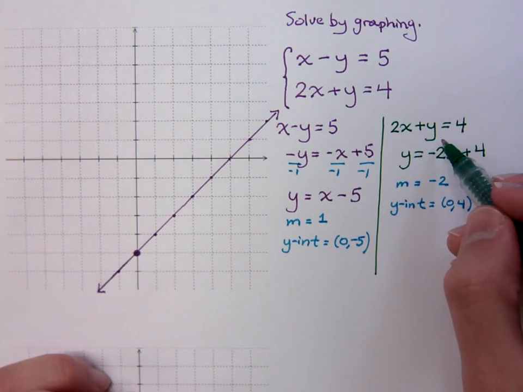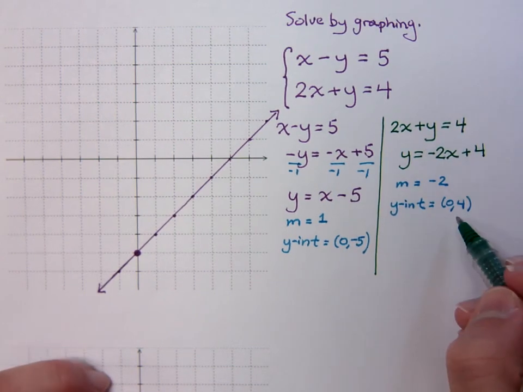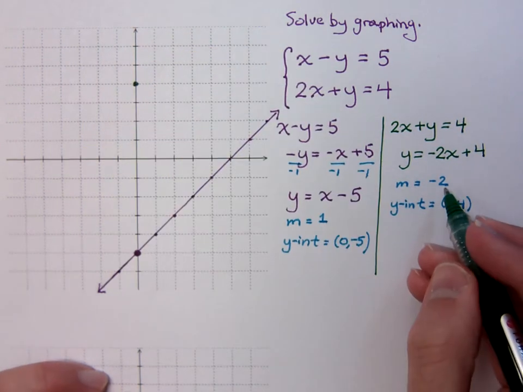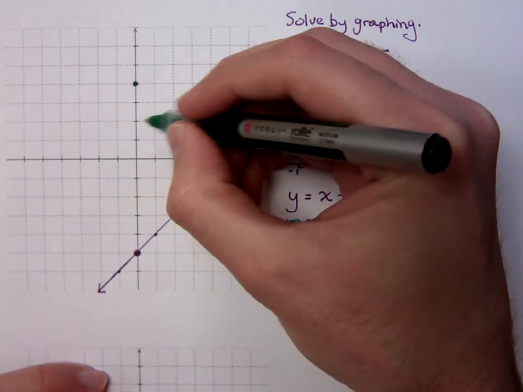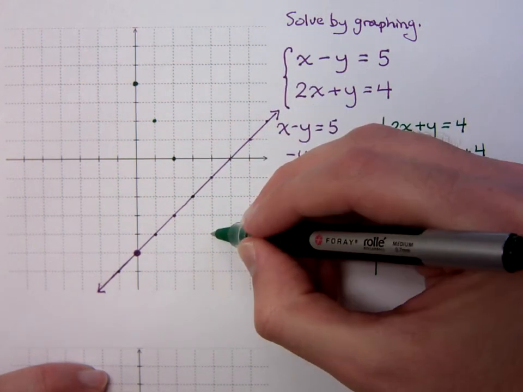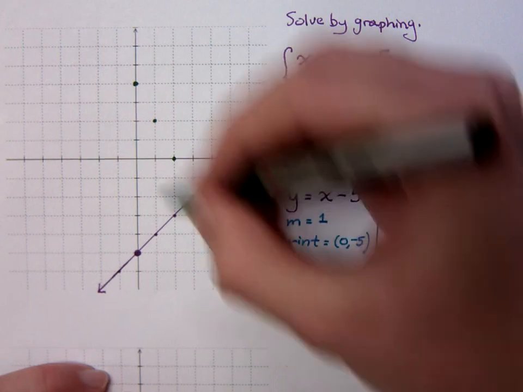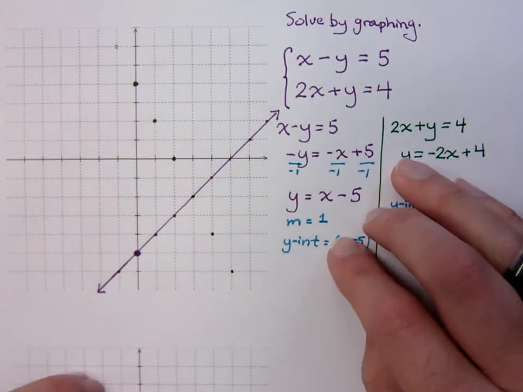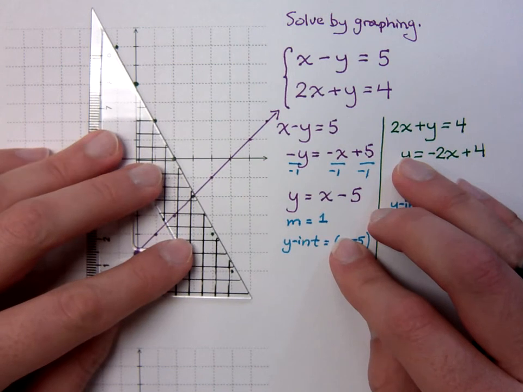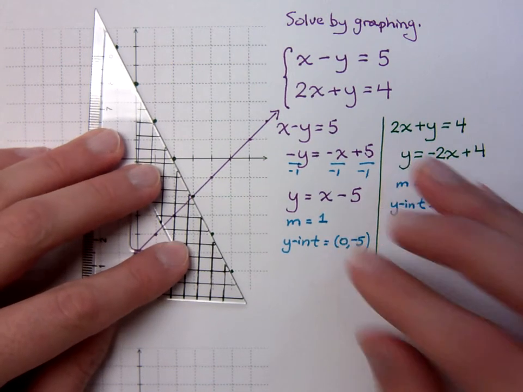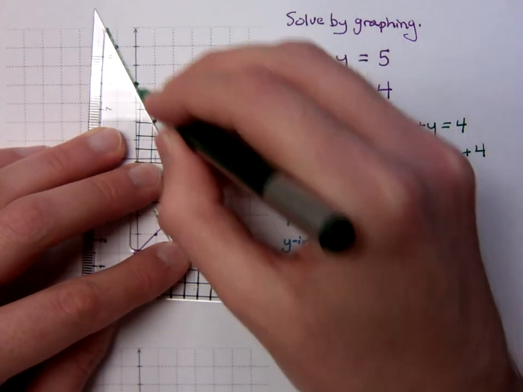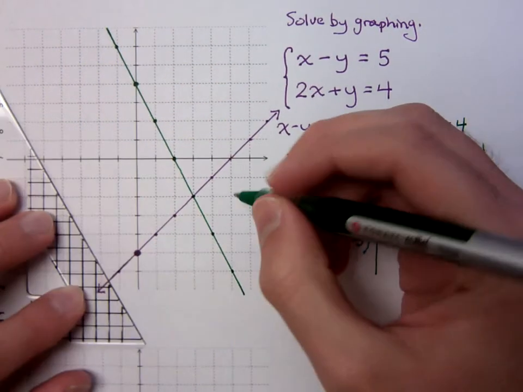Now let's look at the other guy. 2x plus y equals 4. My y-intercept is 0, positive 4. And my slope is negative 2, which means I'm going to go down 2 and over 1. Remember, with the negative slope, you're going down as you go from left to right. So these are my points, and we're going to graph this guy. Don't worry about being a perfectionist. That's my job.